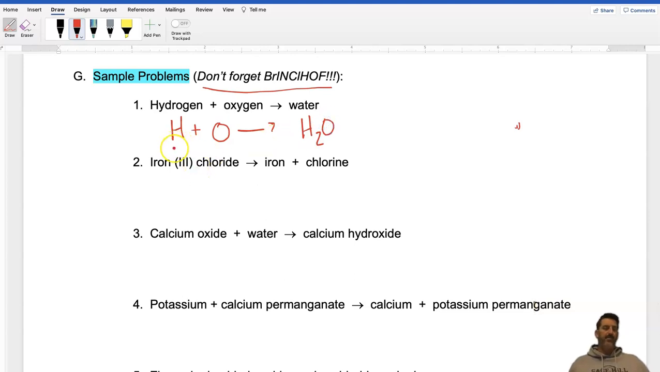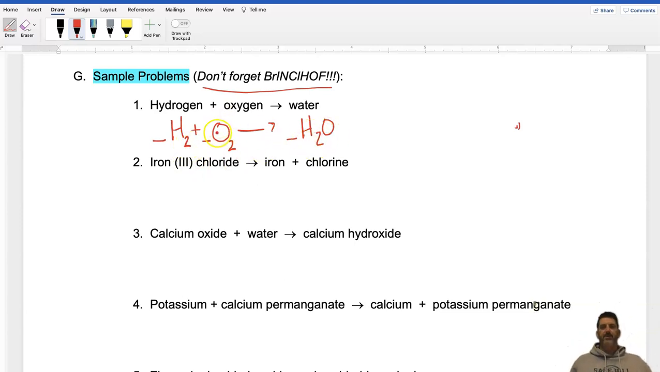Okay, now you're already probably thinking like, hey, something's wrong here, and it is. Hydrogen is by itself. It's part of the Brinkelhoff 7, so it is a diatomic molecule. It comes in pairs. Oxygen is also diatomic, so I need to put a 2 there. I don't want to balance the equation until I am positive I have written the correct formula. Now that I've done that, now I'm going to balance it.